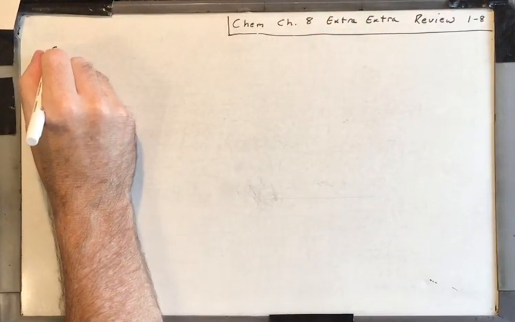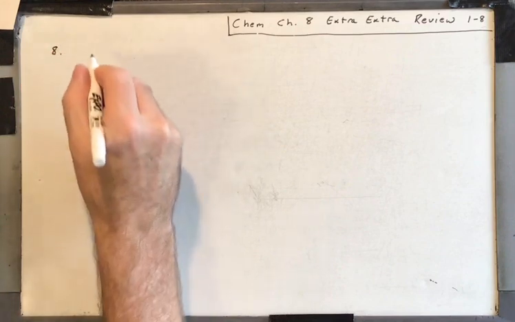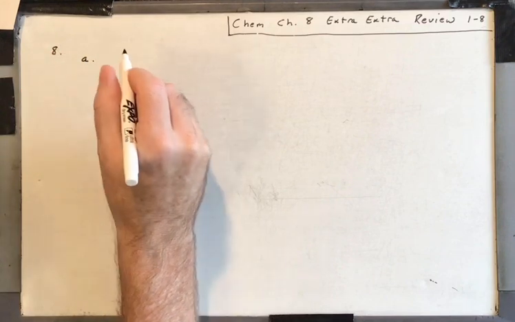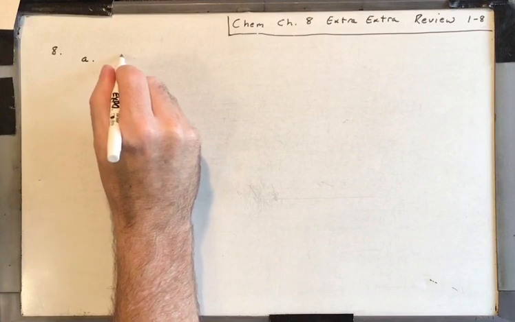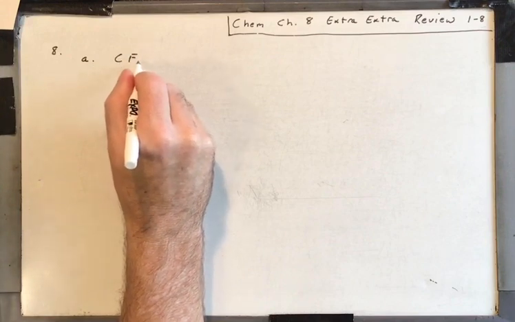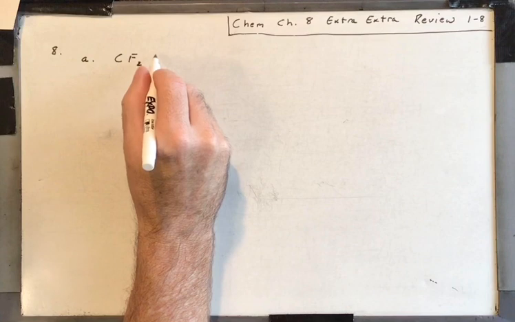All right, number 8, we're going to draw Lewis structures. Now, these Lewis structures aren't going to have the geometric shapes that we do in Chapter 9. Okay, so first one is CF2Br2.